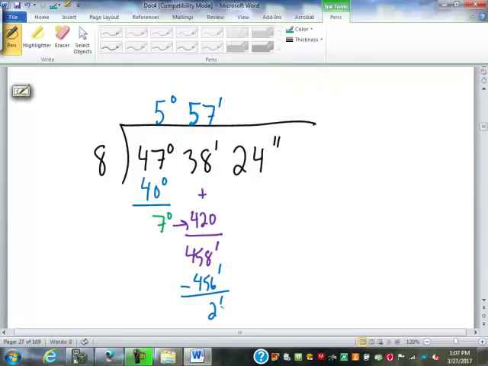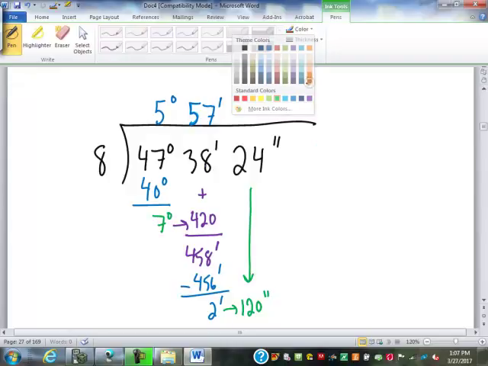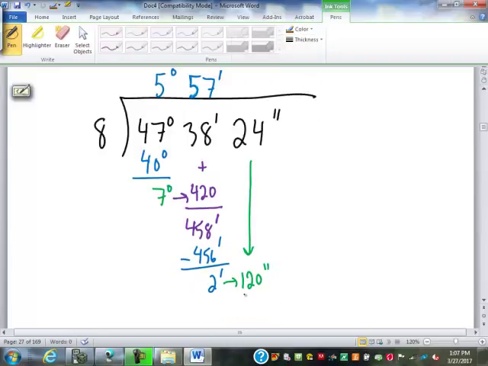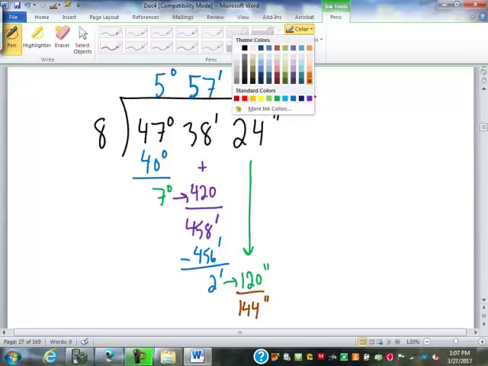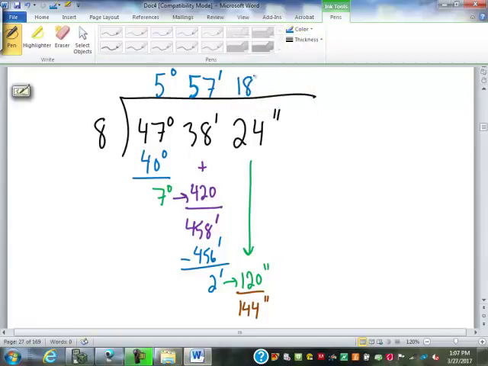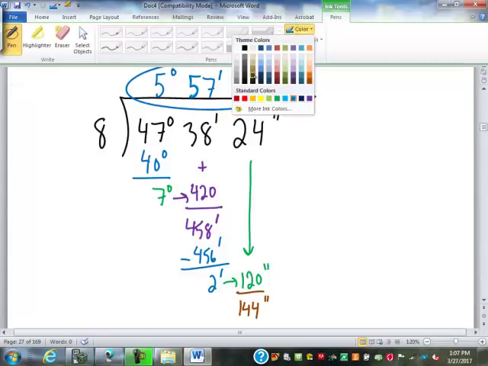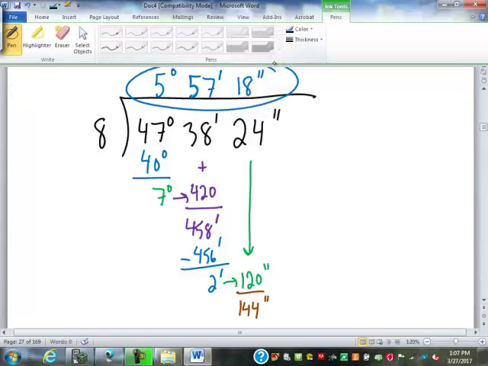What do I have to do to that 2 minutes before I can bring down my 24 seconds? Convert it. 2 minutes is how many seconds? 120. 2 times 60 is 120. Bring down that 24 there. Plus 120 is 144. 144 divided by 8 is 18 seconds. What do you think? That one might take a while to get used to. That one might be where the calculator comes in handy.